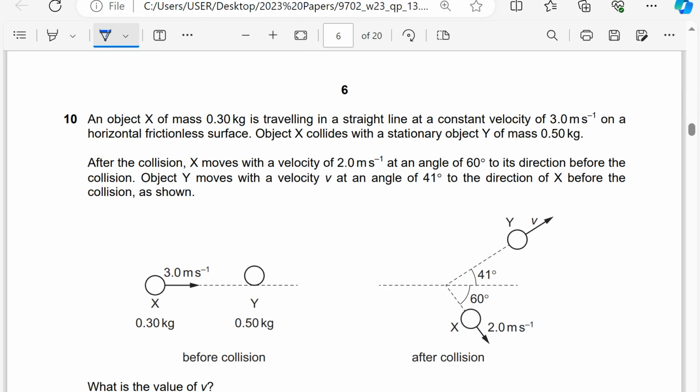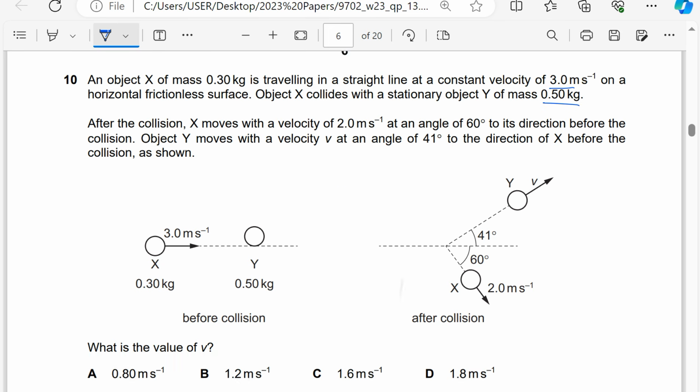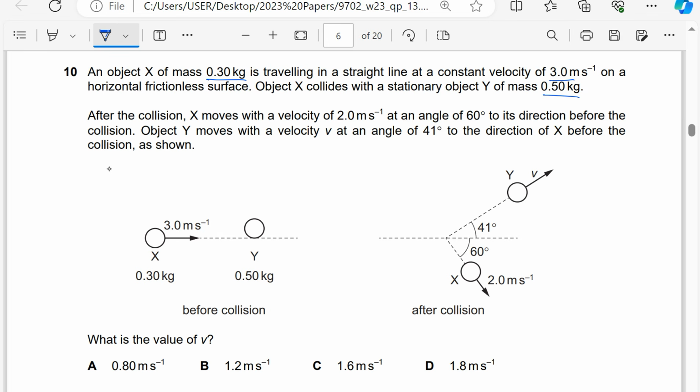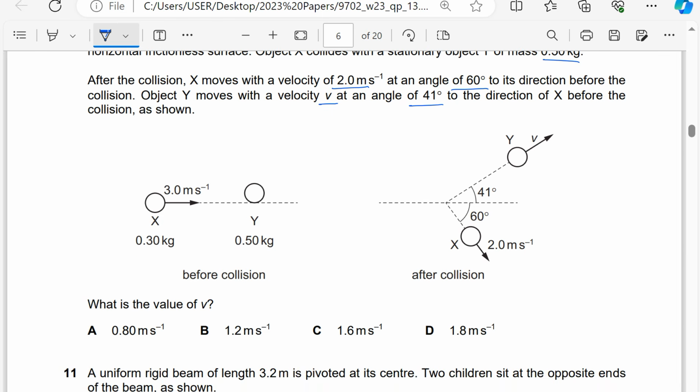An object X of mass 0.3 kilograms is traveling in a straight line at a constant speed of 3 meters per second on a horizontal frictionless surface. Object X collides with a stationary object Y of mass 0.5. After the collision, X moves with a velocity of 2.0 at an angle of 60 degrees with the direction before the collision. Object Y moves with a velocity V at an angle of 41 degrees to the direction of X before the collision, as shown. What is the value of V?